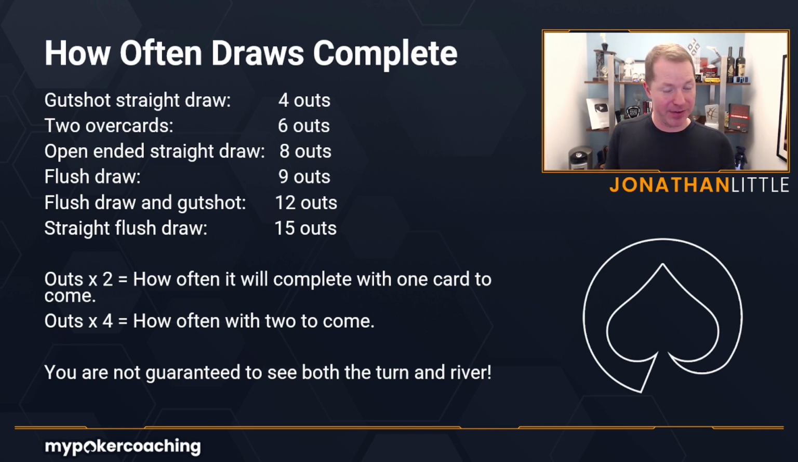Let's say, again, you're facing the all-in bet on the flop, and you know if you call, you get to see the turn and the river. Now you take the number of outs you have, multiply it by 4, and that is how often you will improve to the hand you are drawing to with 2 cards to come.